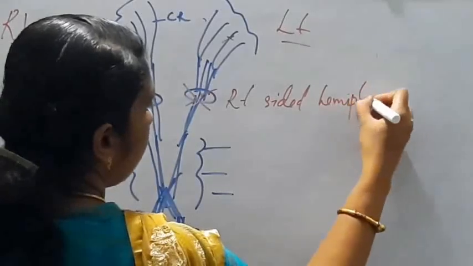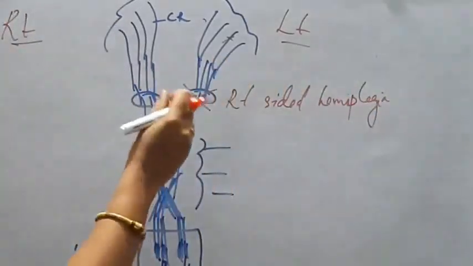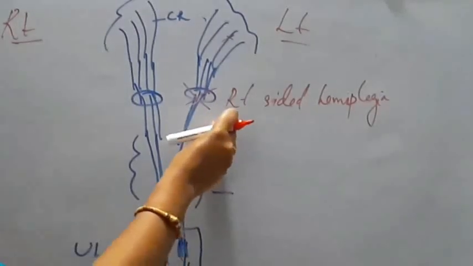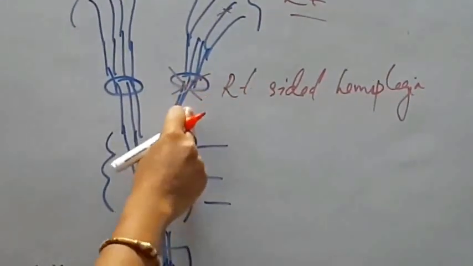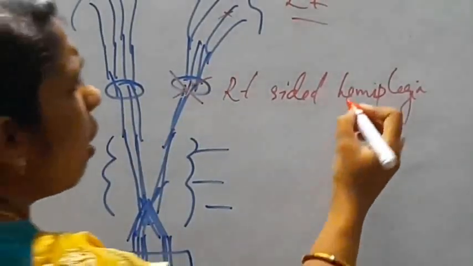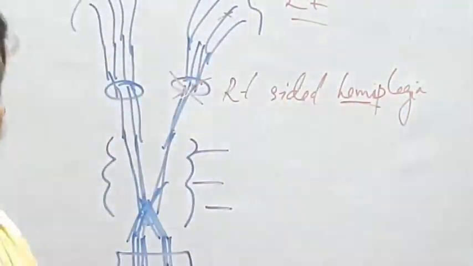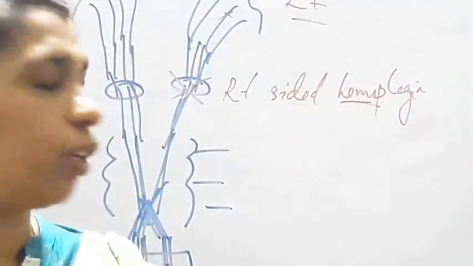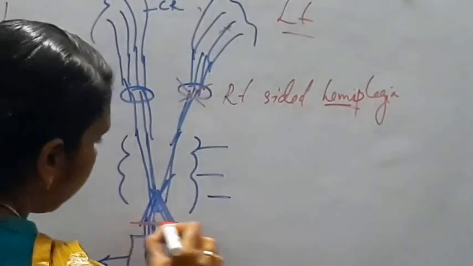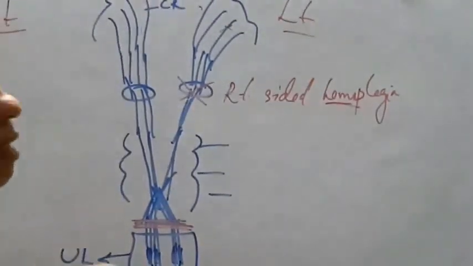Right-sided hemiplegia. You understand? All the fibers in the left side are passing through the internal capsule of the left side, and the lesion is in the internal capsule. So there will be right-sided hemiplegia. What is the meaning of hemi? Hemi means one side. One side of the body will be affected. You understand? Next, if the lesion is here, that is just below the medulla after crossing.